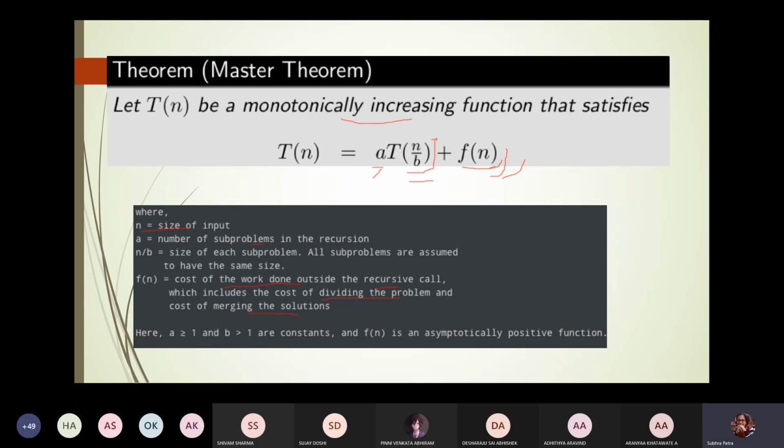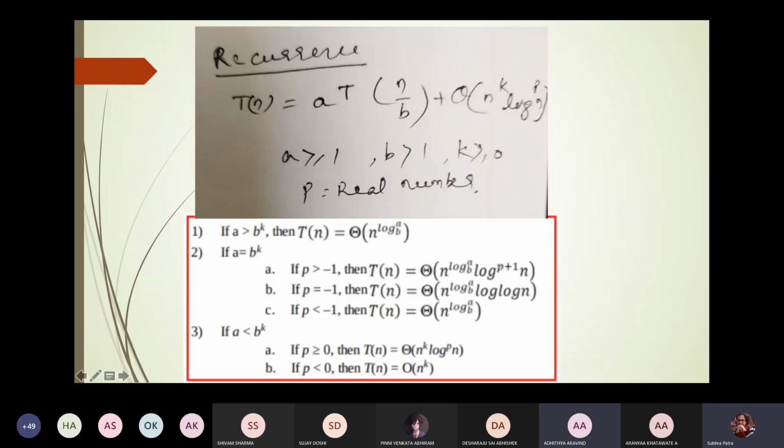Along with that, this condition has to be met also. So a has to be greater than or equal to 1, b has to be greater than 1, and these have to be constants, and f(n) is an asymptotically positive function, right? So if you take some larger value of n, it should be giving you a positive value. So these are the conditions. If that condition is met, given any function, you can apply the master theorem, and the checking criteria we will see in the next slide. Is it clear so far? Yes, ma'am. Okay.